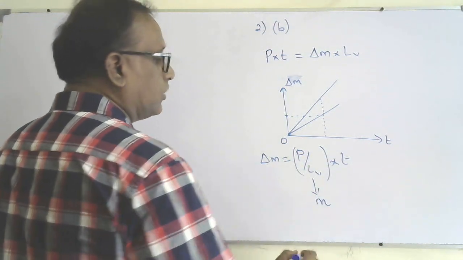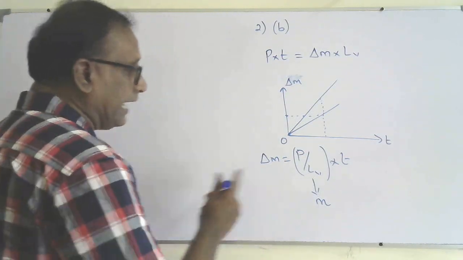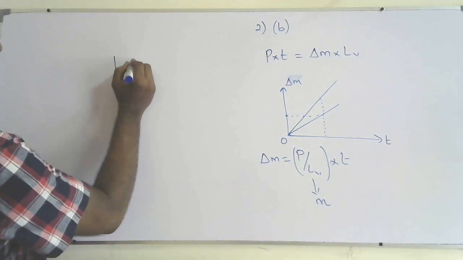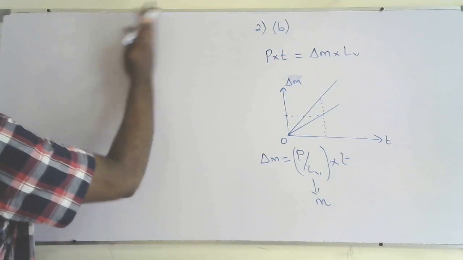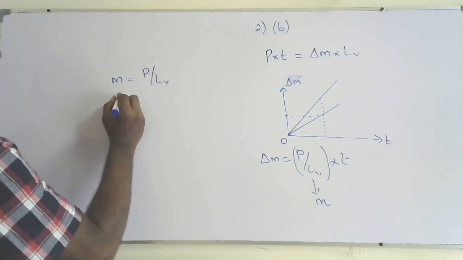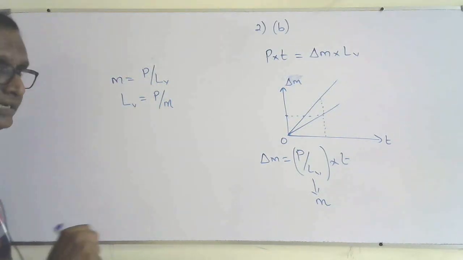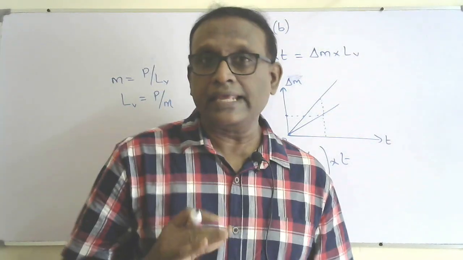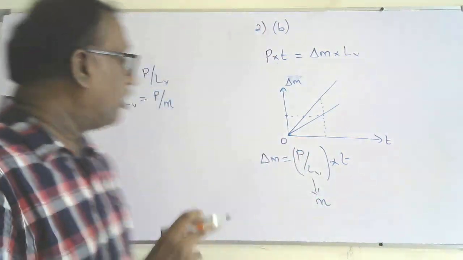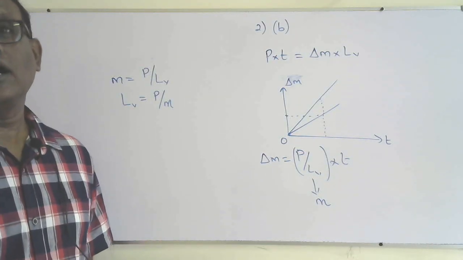This is the gradient. So I got a lower gradient than the actual gradient. I found LV by using M equal P over LV, and I found LV equal P over M. I am getting a lower gradient than the actual gradient. So my experimental value of LV will be greater than the actual LV.